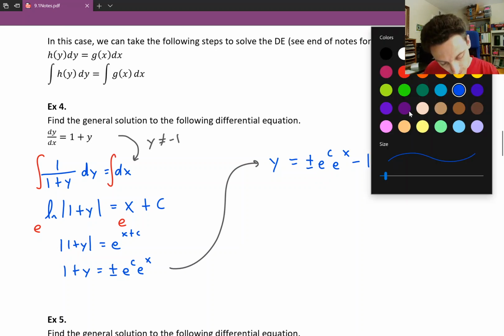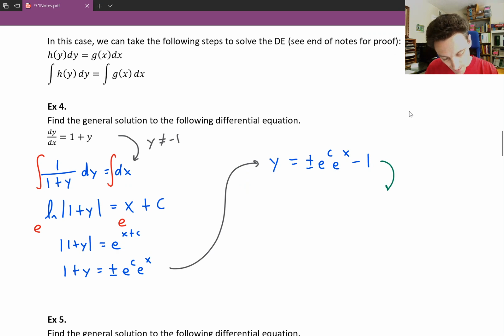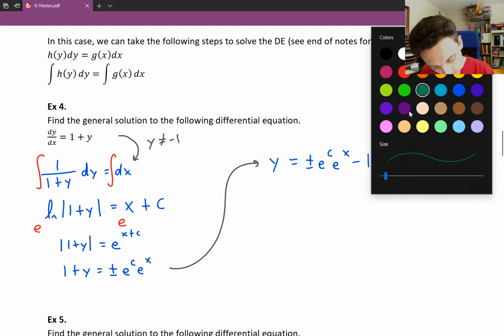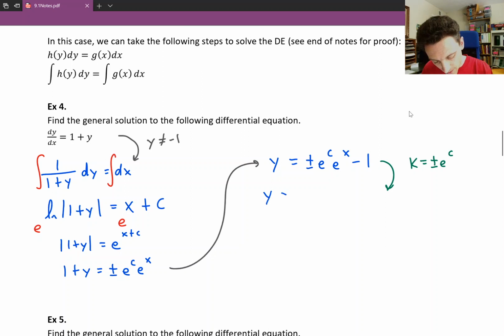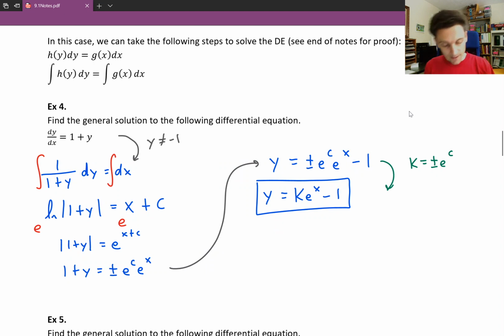So what we're going to do is call k plus or minus e to the c, so that our solution becomes y equals k e to the x minus 1. All right.